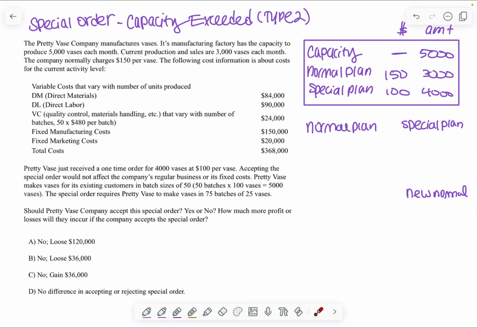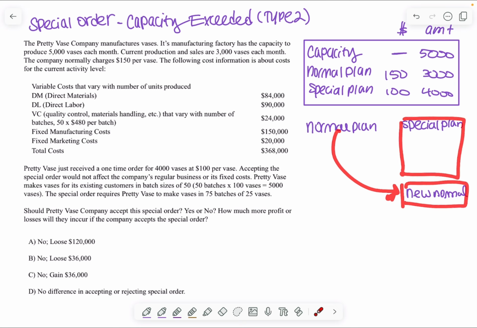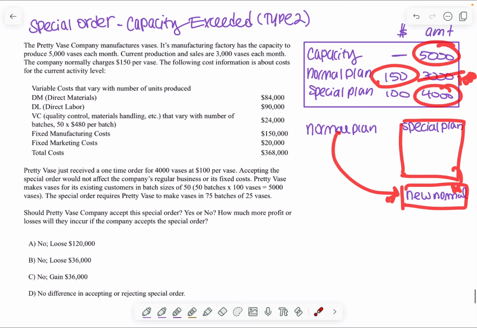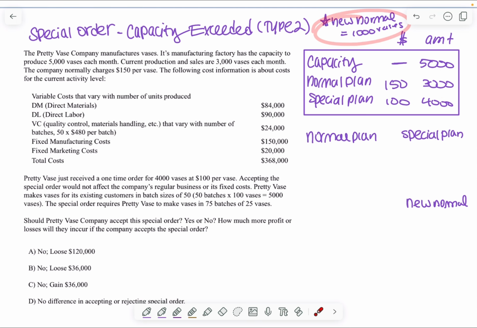And what we're looking at is what we do normally. What we're going to do is we do accept our special plan. But if we do accept our special plan, because this is a capacity exceeded type of problem, we can't do the normal plan as we normally do, no pun intended. We're going to have to do a new normal because we're going to prioritize, or we're going to entertain the idea that if we do take the special order, we're going to be producing 4,000 and we only have capacity for 5,000. So the only thing that's left, our new normal, is going to be 1,000 vases for $150 each. So our new normal will be 1,000 vases.